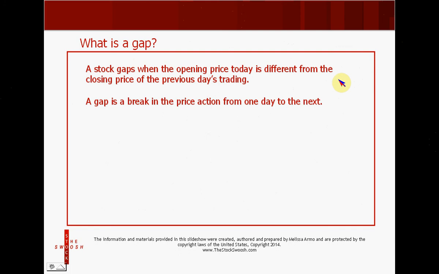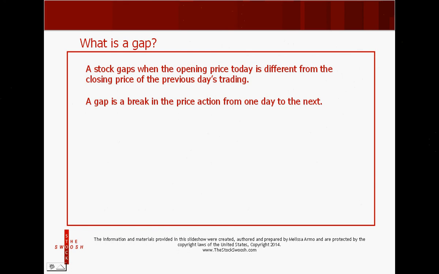Okay. So what is a gap? This is the method I use to determine price action and control. A stock gaps when the opening price today is different from the closing price of the previous day's trading, just like in the EA. Closed at 48-something, open at 51-something. A gap is a break in the price action from one day to the next. That's all that it is. That's all that's happening there in that chart.